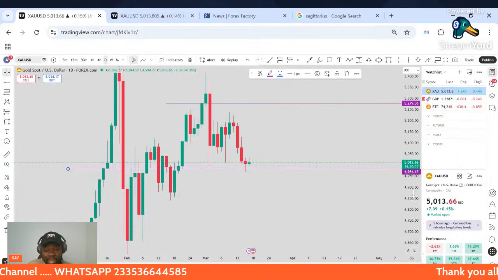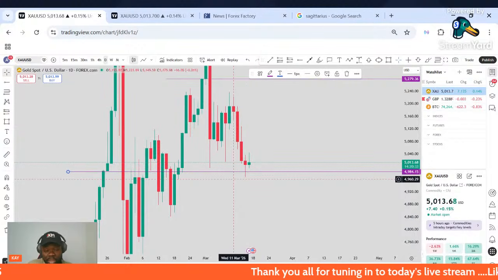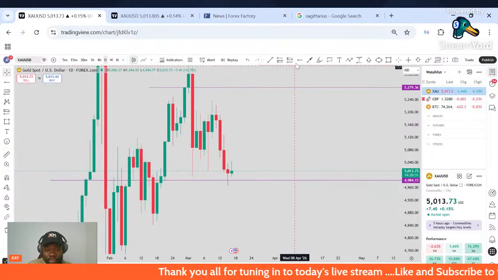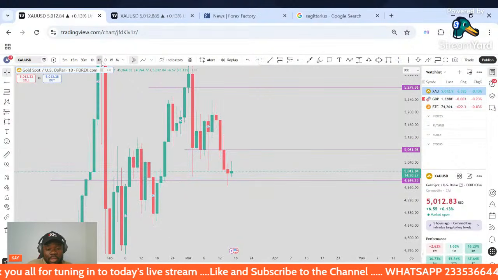So the daily time frame is the same price, where price closed a strong bullish candle getting retested on a weekly level. So we have another rejection level over here at the weekly time frame. So let's move to the H4 time frame.